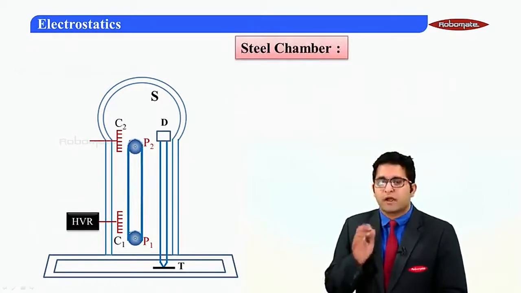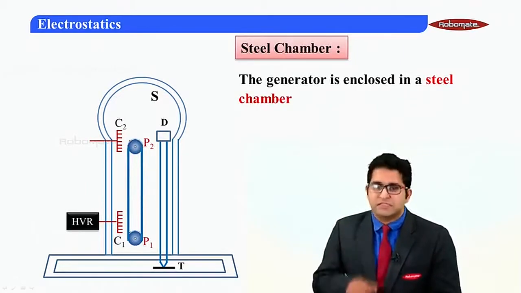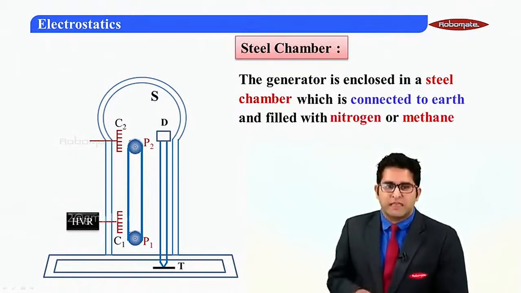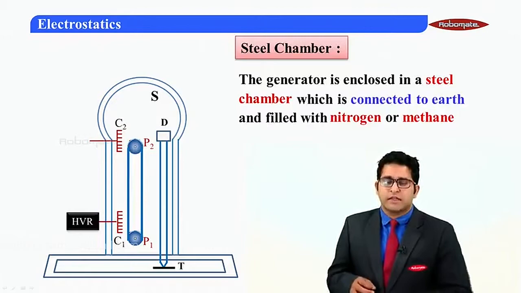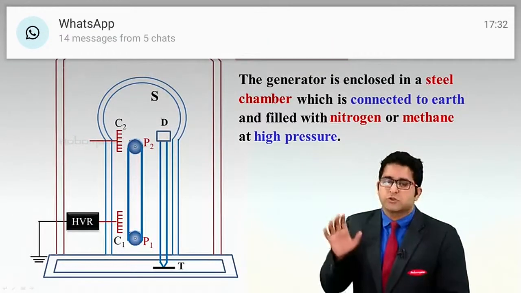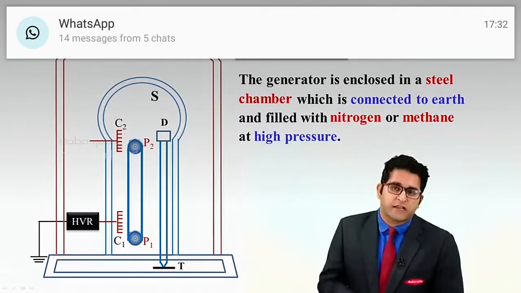Next important part is the steel chamber. Now this overall assembly is kept inside a steel chamber which is connected to earth and is filled with methane or nitrogen, right? And that too at a very high pressure, right? So this was basically the construction of a device called the Van de Graaff generator.